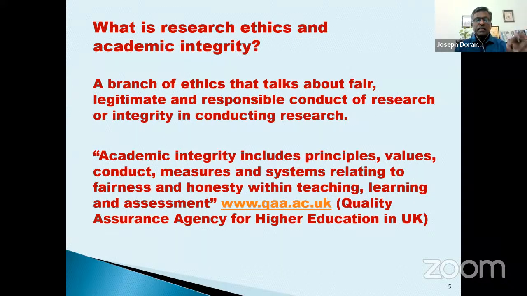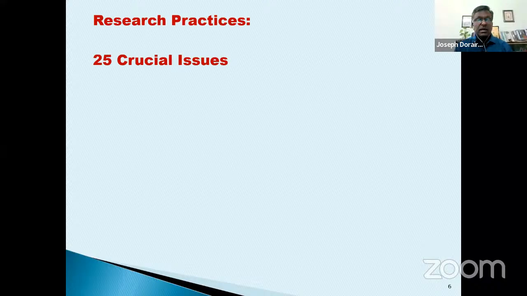So dear friends, two things are clear. Number one, ethics talks about what is acceptable behavior and what is unacceptable behavior. And a branch of ethics is academic ethics or research ethics. In academic ethics or research ethics, the focus is fairness, honesty, genuineness, authenticity in terms of teaching and in terms of undertaking research. Now, in today's presentation, I would like to talk about 25 key issues in research.